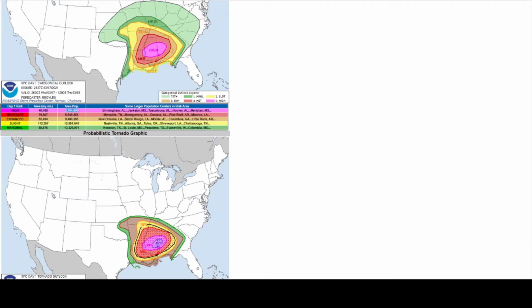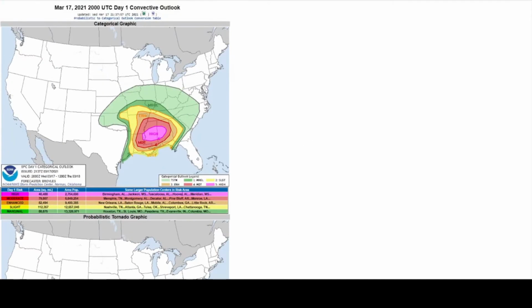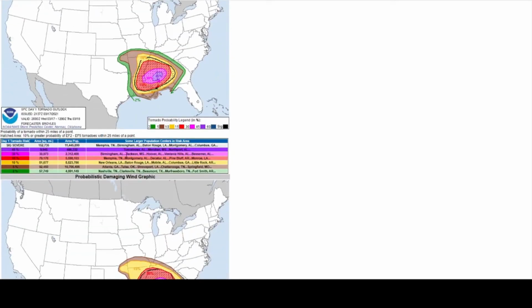That is a lot of people. Look at all these big names: Birmingham, Alabama, Jackson, Mississippi, Tuscaloosa, Alabama. I mean, there's huge cities and stuff inside of these risks. That's why they issue all this stuff. In the 45%, Tuscaloosa is right in the middle of it. That's why they need to issue this, so that people know what to do and what's coming.